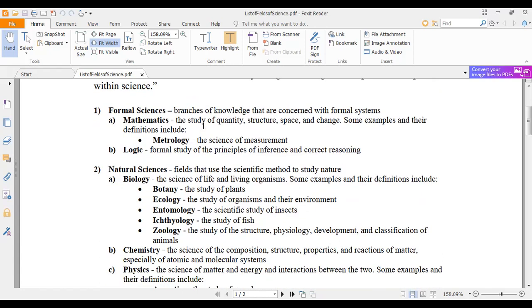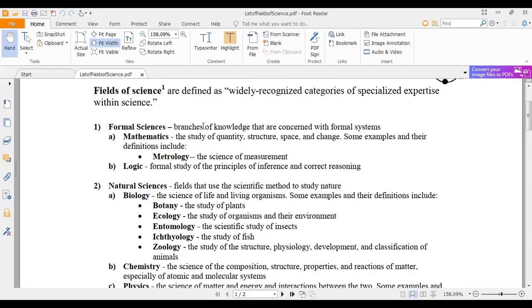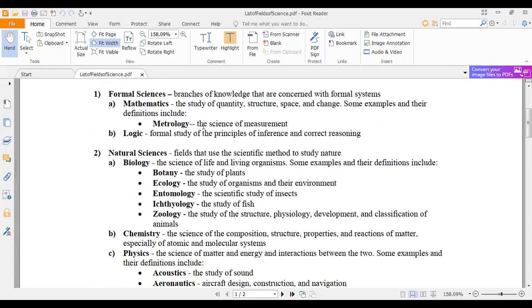Now, let us talk about these. The definition is not necessary. What is necessary is the types or fields of science. The first field is formal sciences. Formal sciences are related to knowledge that is concerned with formal systems. For example, every science that has a formal system is related to the branch of formal sciences, such as mathematics.